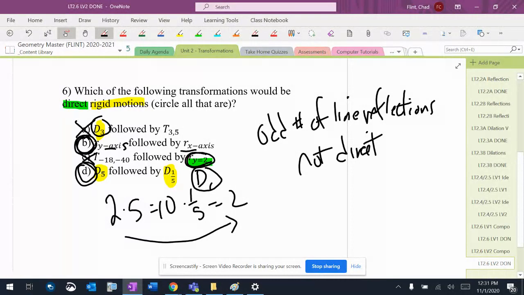That's not a common question. Usually they'll just ask rigid motions, which in that case it would be B, C, and D. All right, but if it does ask direct, remember that line reflections are what mess up direct and indirect. And it's not just any line reflections, it's an odd number of line reflections that messes those things up.